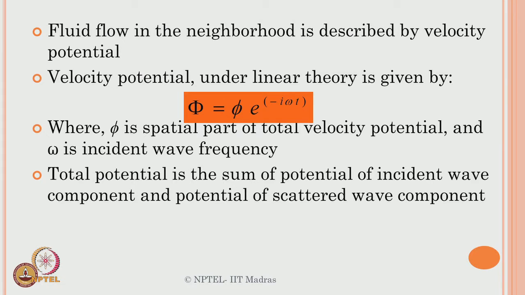Interestingly, we will go ahead and try to understand that flow field in the neighborhood is generally described by the velocity potential. Velocity potential under the linear wave theory is given by the equation phi, which is written over there, e to the power minus omega t, which has got both the components, cosine and sine component, where phi is a spatial part of the total velocity potential and omega of course is the instant wave frequency which generates or hits the member.